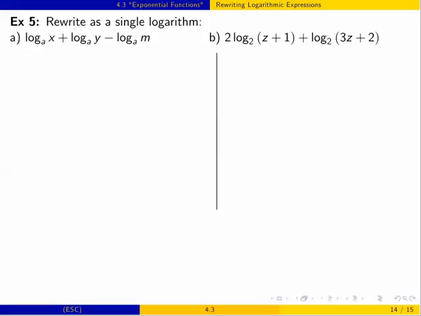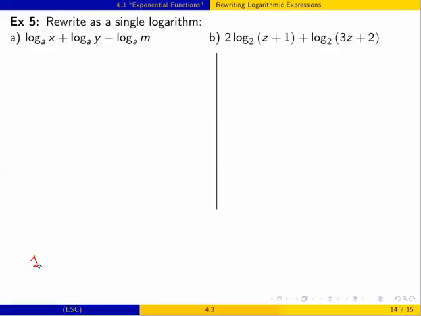Okay, so in this exercise, we're supposed to condense or rewrite a logarithm expression that has two or three or four logarithms as a single logarithm. And the way you do this is by using the same order that we had before.